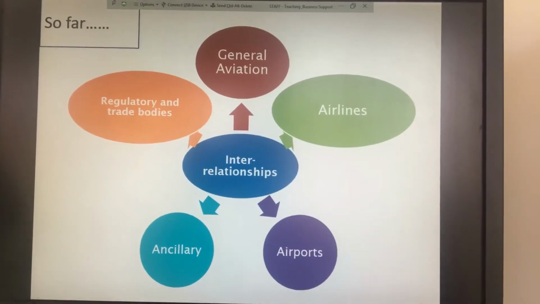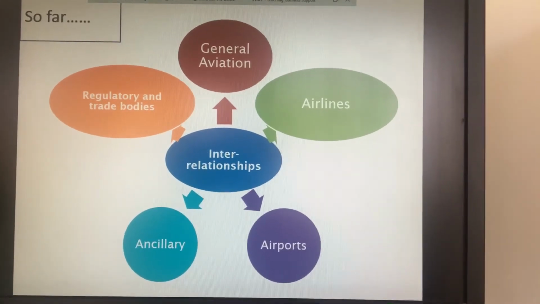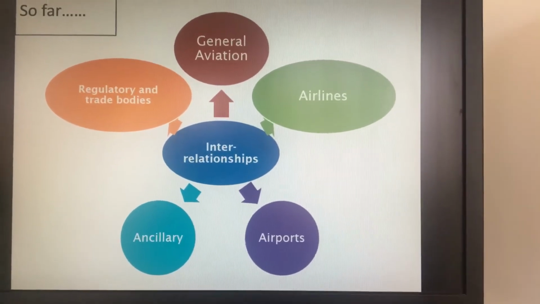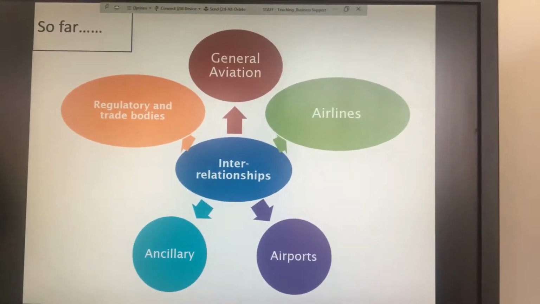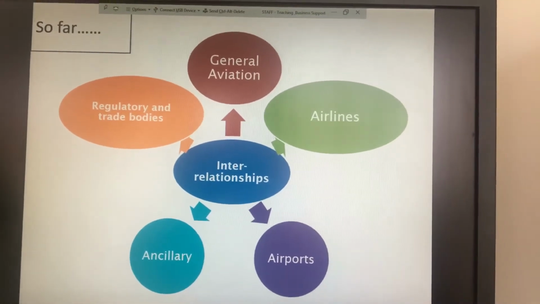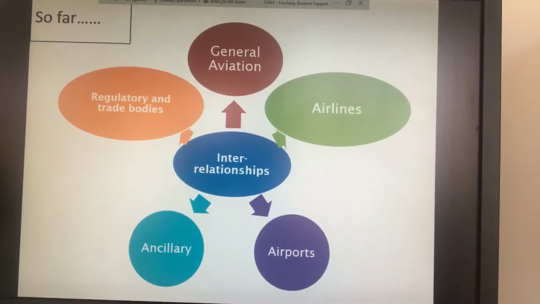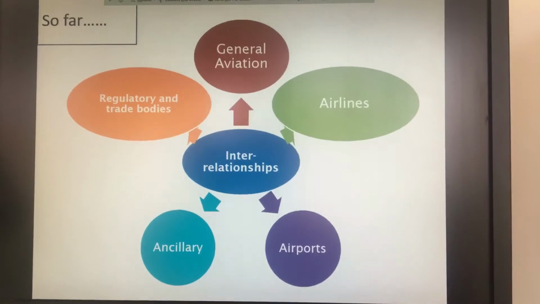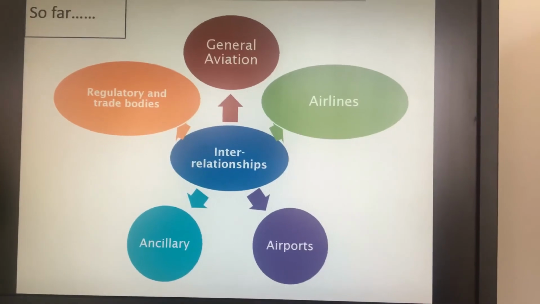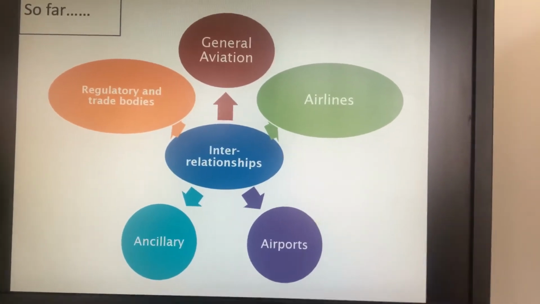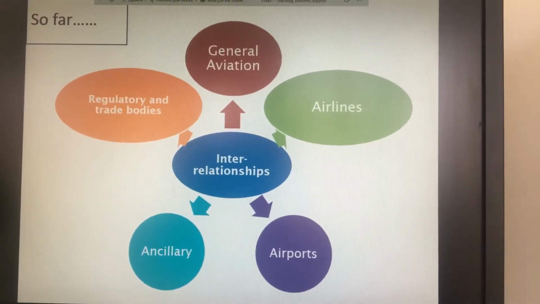In Assignment 3, you studied airports and all of the different airports that there are, and you wrote about a regional, you wrote about a hub, and you wrote about a smaller airport, Teesside, most of you wrote about. And then in Assignment 4, you wrote about general aviation and all the different organisations that are involved in general aviation. And in Assignment 5, you wrote about regulatory and trade bodies, and you prepared a poster on all of the different ancillary organisations. So you've already studied all of these organisations. You've got loads and loads of notes on them from Unit 1.